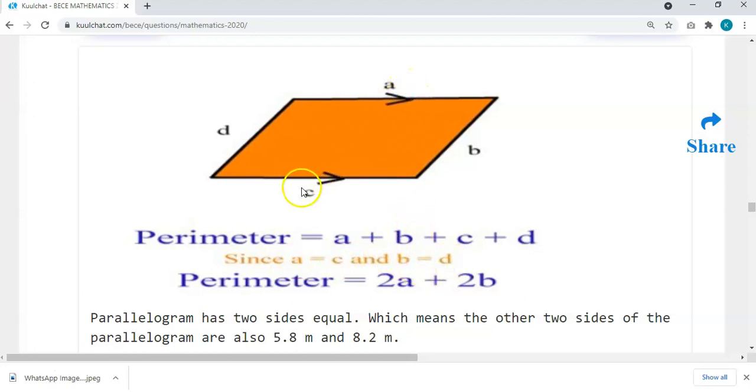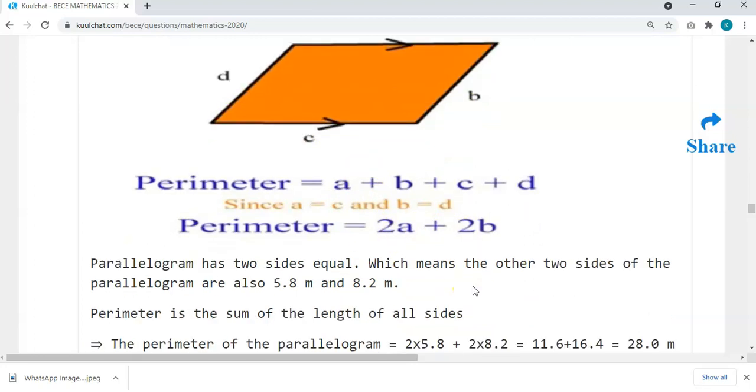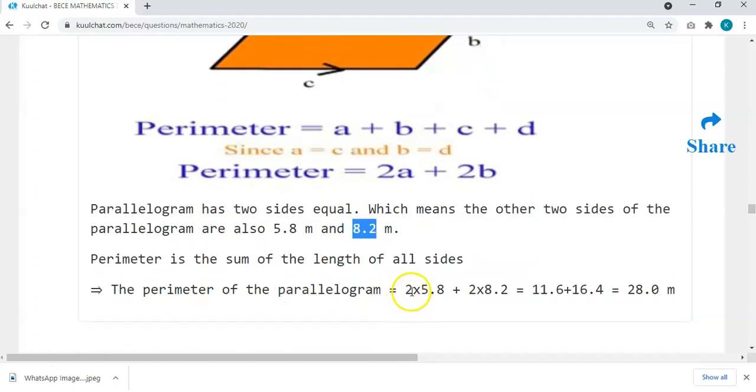So this times 2 will cover this and that, and this times 2 will cover this and that. Okay, so you have 2A plus 2B. If you are applying it in our question, you just have to multiply this one by 2, then we add this one by 2. Okay, so we have 2 times 5.8 plus 2 times 8.2.